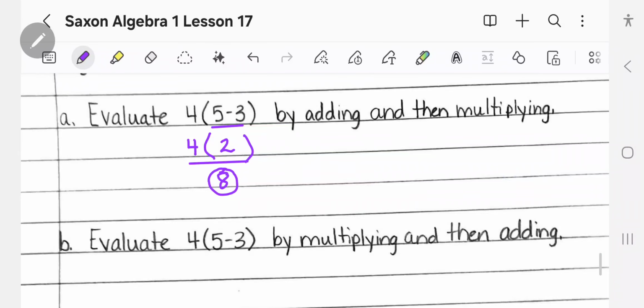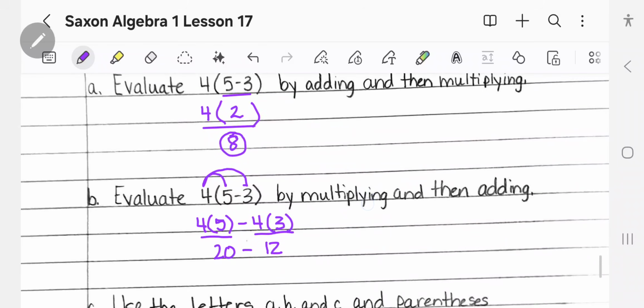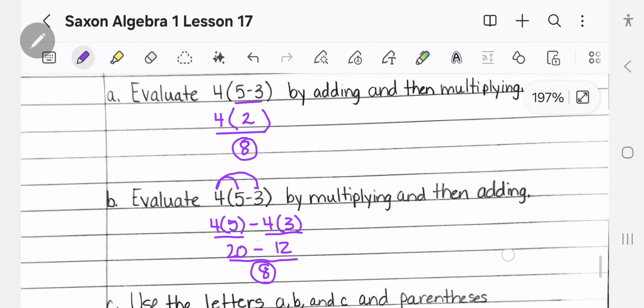B says evaluate the same expression by multiplying and then adding. What do they mean multiply and then add? Well, that's that property we just learned about. We're going to multiply everything by 4 first. What is 4 times 5? Well, I'll go ahead and write 4 times 5 and then 4 times 3, bringing the sign down between them. 4 times 5 is 20, 4 times 3 is 12, and 20 minus 12 is 8. So either way we do it, we get the same answer. The distributive property is what allows us to do that.